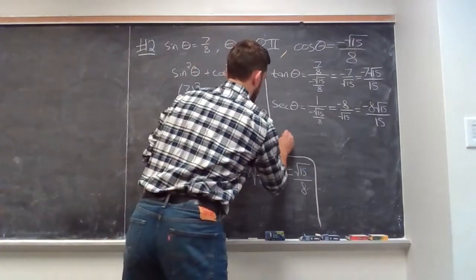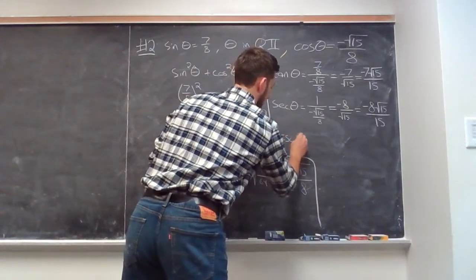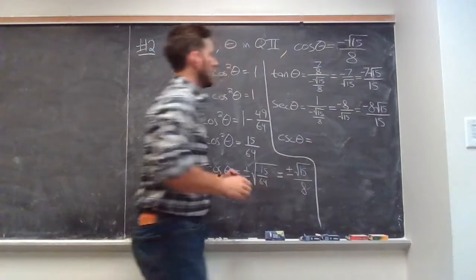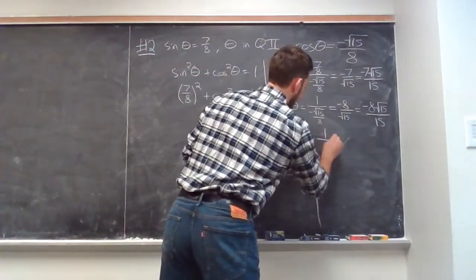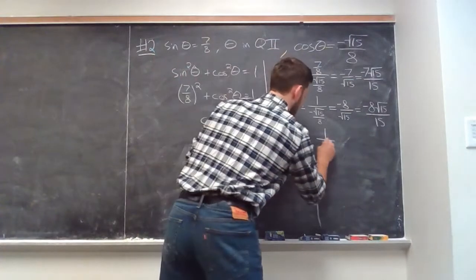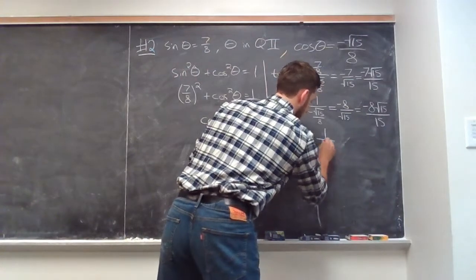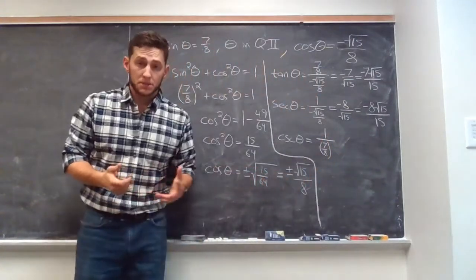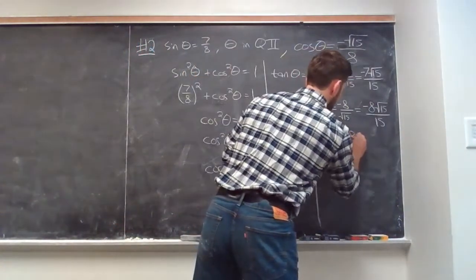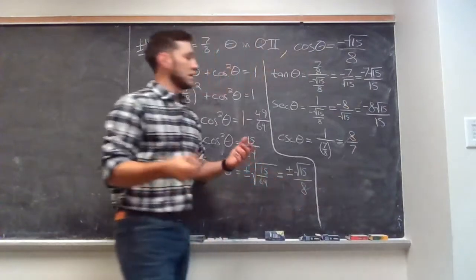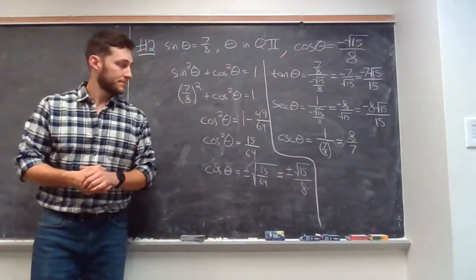Penultimately, because we also need to find cotangent, let's get cosecant. Cosecant is 1 divided by sine. 1 over 7/8. Now multiplying by the reciprocal flips that around, gives me 8/7. No need to rationalize this one.